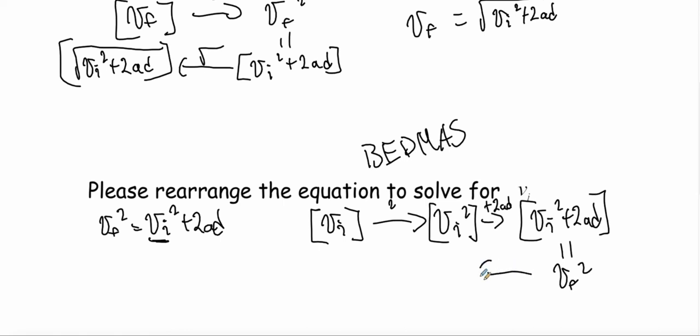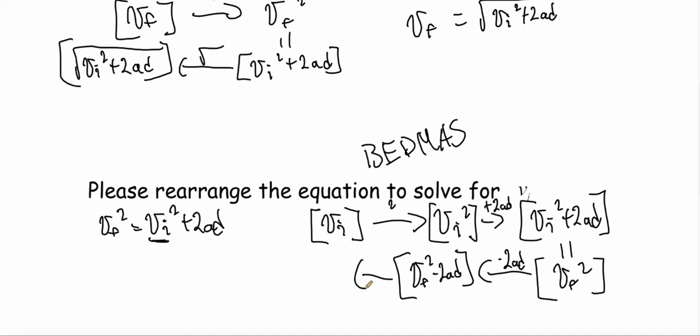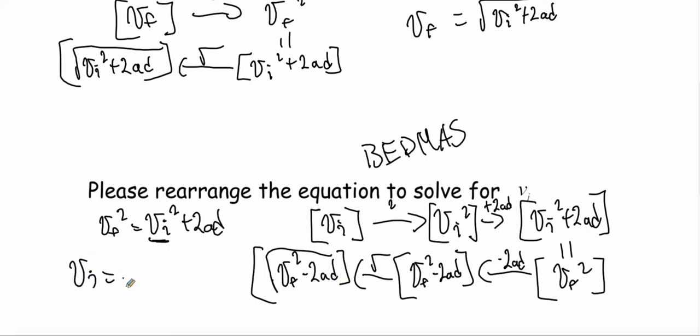So now, first thing I must do is, we look at this, we're going to subtract 2AD. Okay. Then, instead of squaring, we must square root, which is going to give me, so we know VI, my initial velocity, is equal to the square root of final velocity squared minus 2 times acceleration times distance.